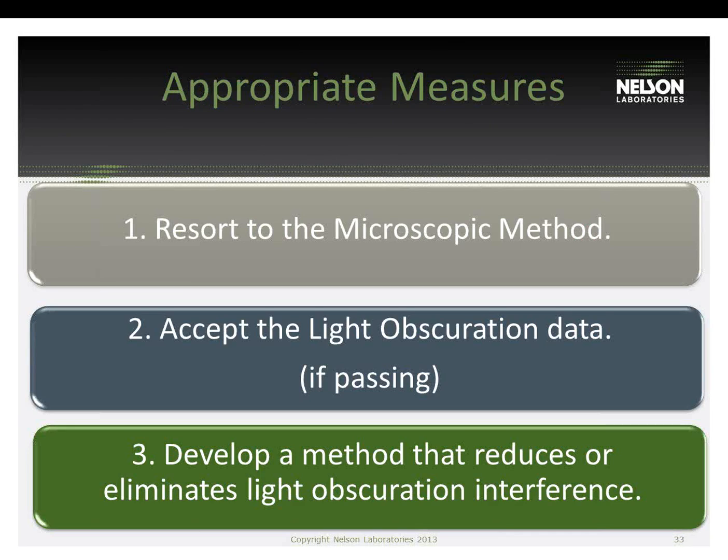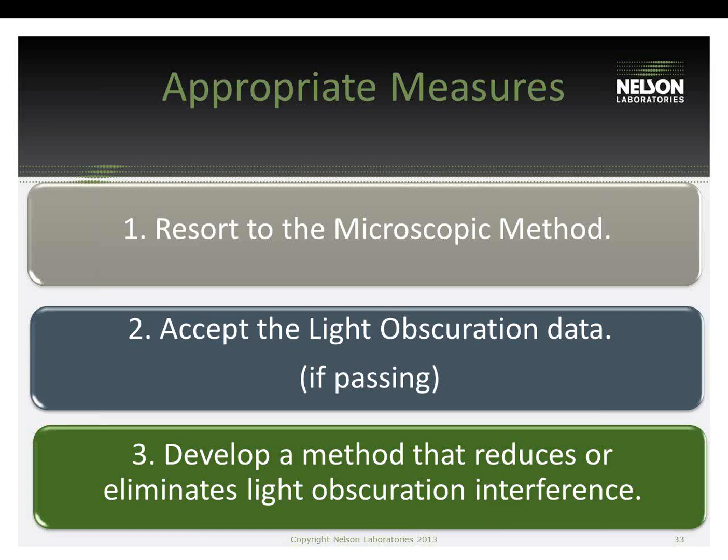Some measures that we've used in the past to address some of the false positive counts that we've encountered are, first, simply resorting to the microscopic method. The microscopic method is the USP prescribed method for when the light obscuration method fails. The great thing about this is if a sample were to fail light obscuration but pass the microscopic method, typically it's considered to be within compliance of the USP, assuming that some type of justification can be provided.